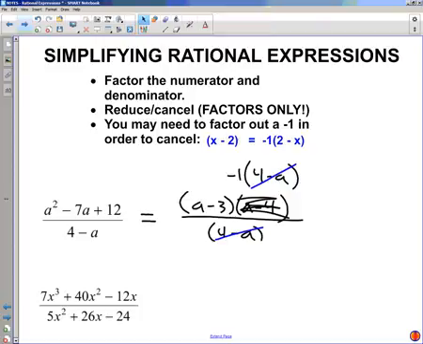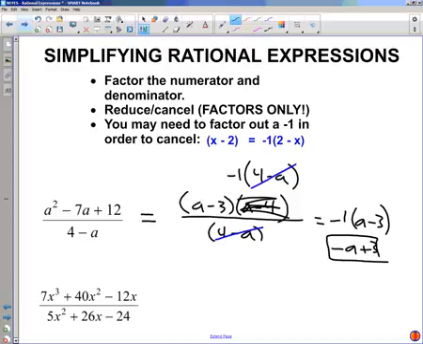And we can write down our final result. We no longer have anything in the bottom of the fraction, so we can just ignore that this is a fraction. We do have a -1 and an a minus 3. And we might as well go ahead and distribute that -1. That would give us -a plus 3 for our final result.